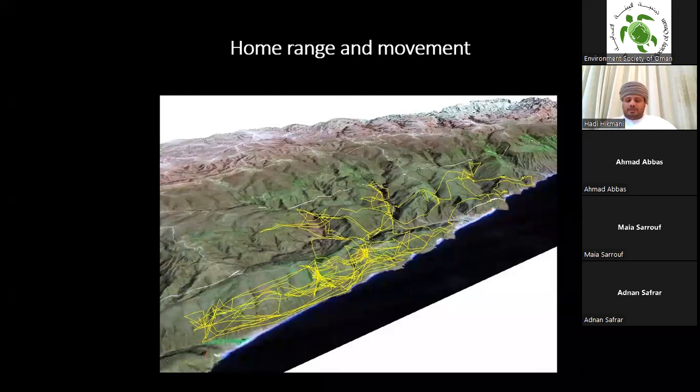So it's not actually a new phenomenon that we have to study, but actually this is part of the natural history of the Arabian leopard and its natural ecology.